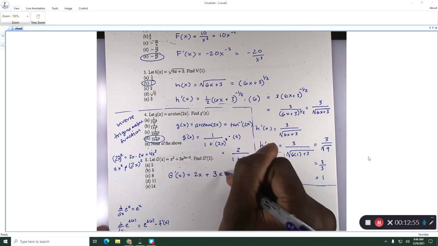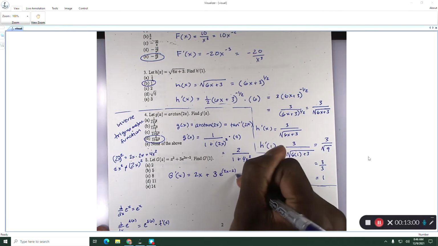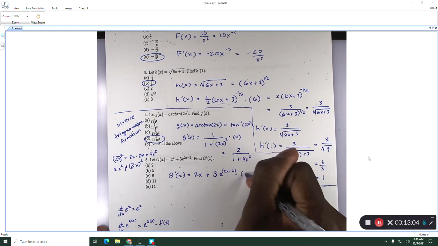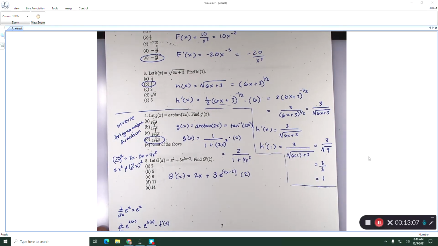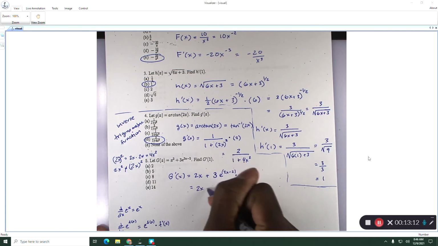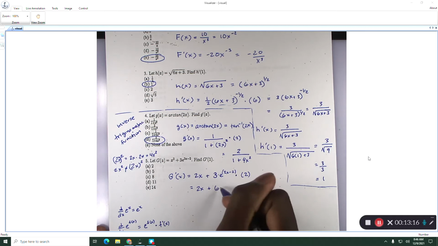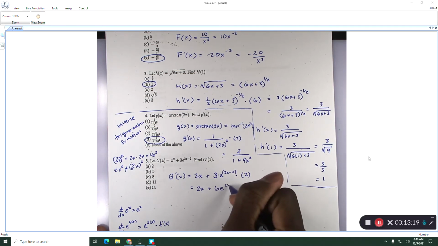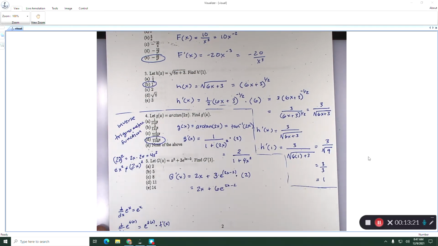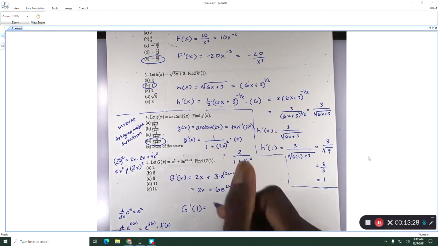e to the 2x minus 2, that doesn't change. But we're now going to multiply that times the derivative of 2x minus 2, which is just 2. And we simplify everything. I'm going to get 2x plus, I can multiply the 2 times the 3 to give me 6e to the 2x minus 2. And now I'm going to actually do what the question is asking, and I'm going to plug in, or going to substitute 1 everywhere there's an x.